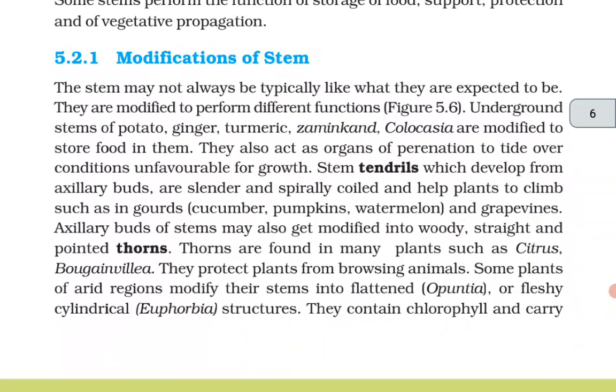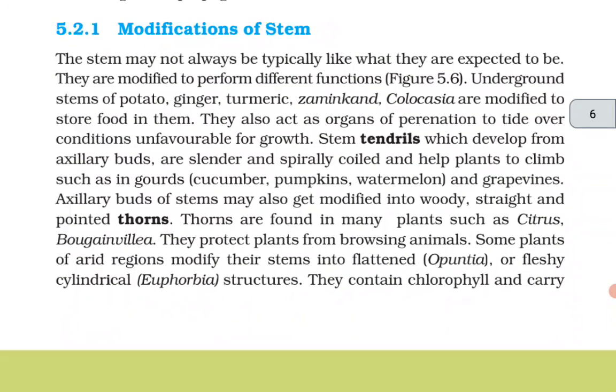Stem tendrils, which develop from axillary buds, are slender and spirally coiled and help plants to climb, such as in gourds, cucumber, pumpkins, watermelon and grapevines. Axillary buds of the stem may also get modified into woody, straight and pointed thorns. Thorns are found in many plants such as citrus, bougainvillea. They protect plants from browsing animals.